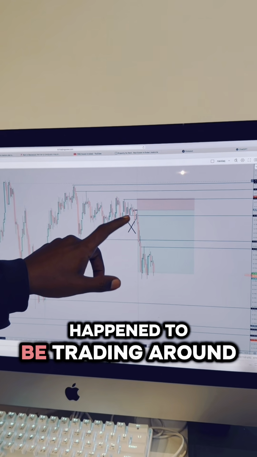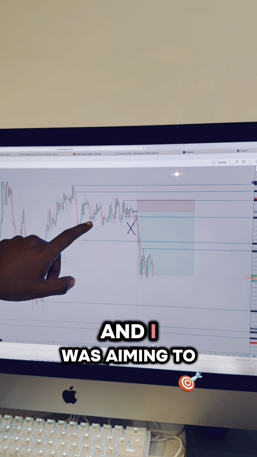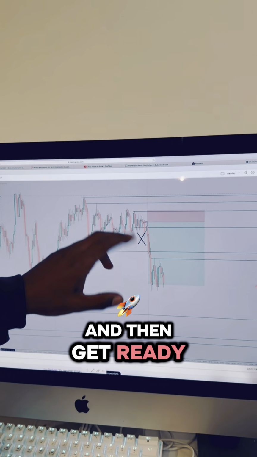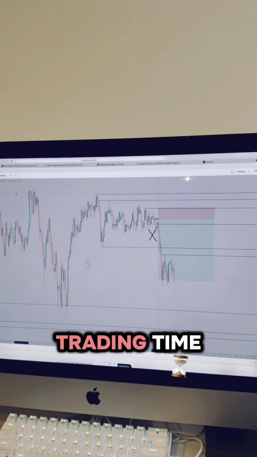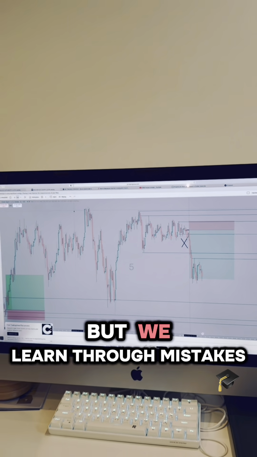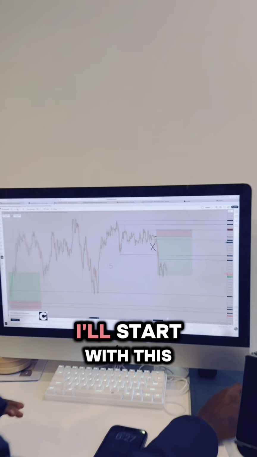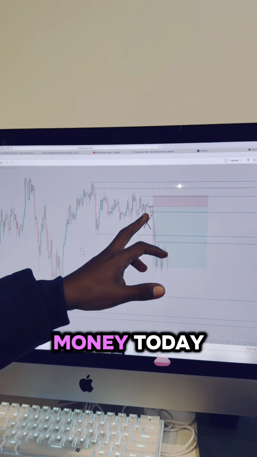I happened to be trading around these areas, and I was aiming to take profits here and then get ready to see what is going to happen within my trading time. But we learn through mistakes. Here I'm going to show you what I normally trade. I will start with this trade that I just lost money on today.